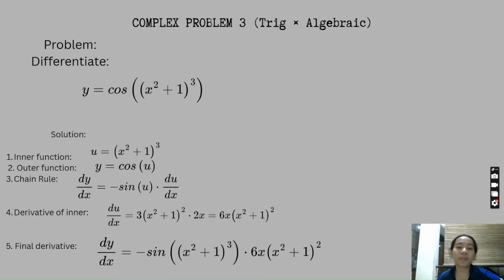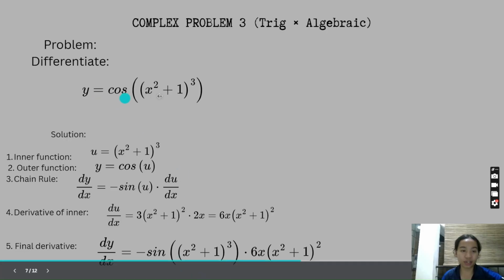We are now in our complex problem 3, which is a multiplication of trigonometric function and algebraic function. Now we are going to differentiate the function given, y equals cos times the quantity of x squared plus 1 to the third. Now the very first thing that we need to do is to identify the inner function of the given composite function.